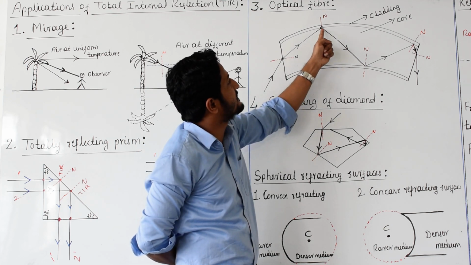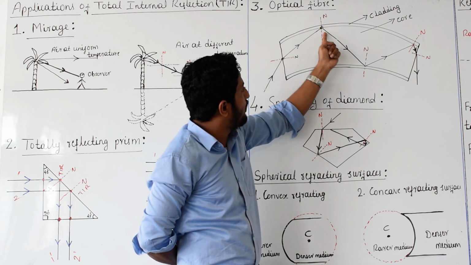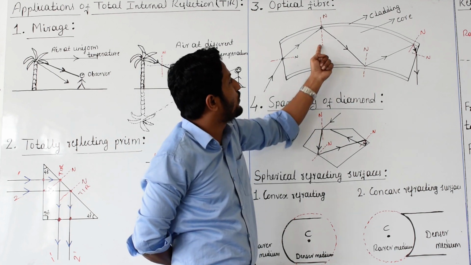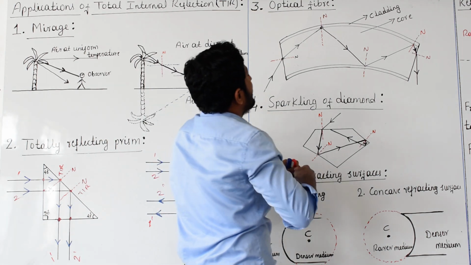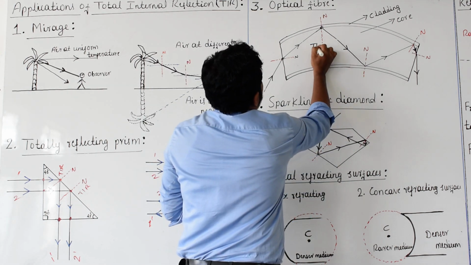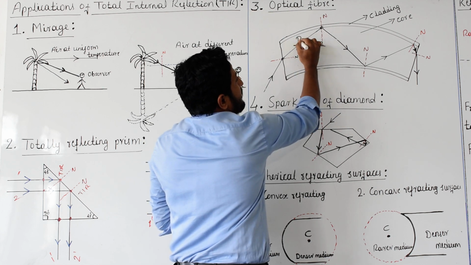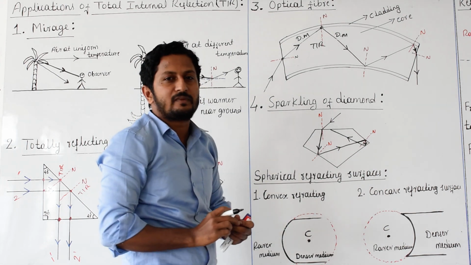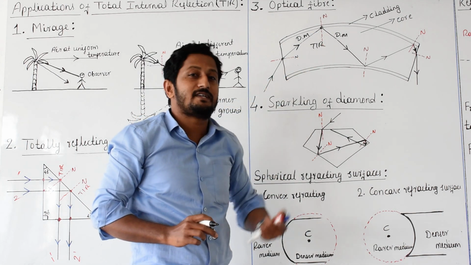It got incident here. It is moving in the denser medium and bouncing back into the denser medium. So this we call TIR. Here TIR happened. This light ray moved through the denser medium and bounced back to the denser medium. So here that TIR takes place.